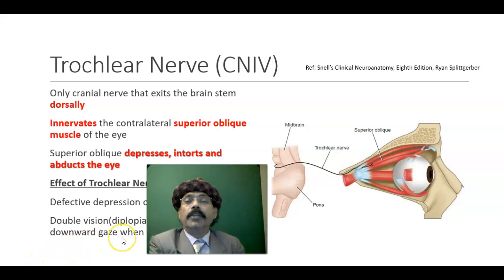Hello, my name is Dr. Dewan S. Raja. Today I will discuss the anatomy of the trochlear nerve, also called cranial nerve number 4.